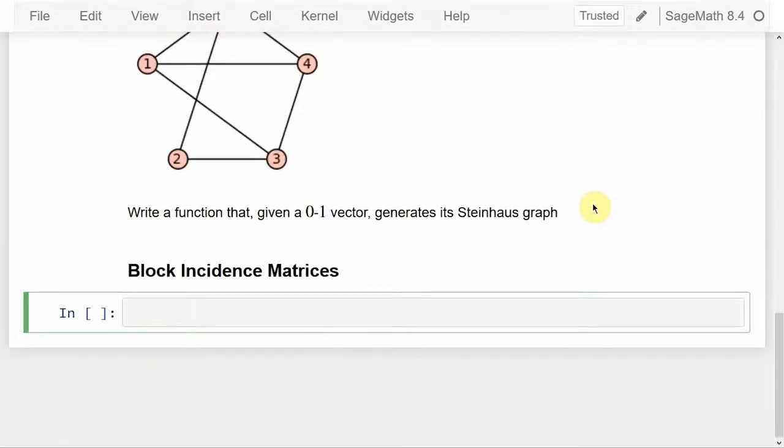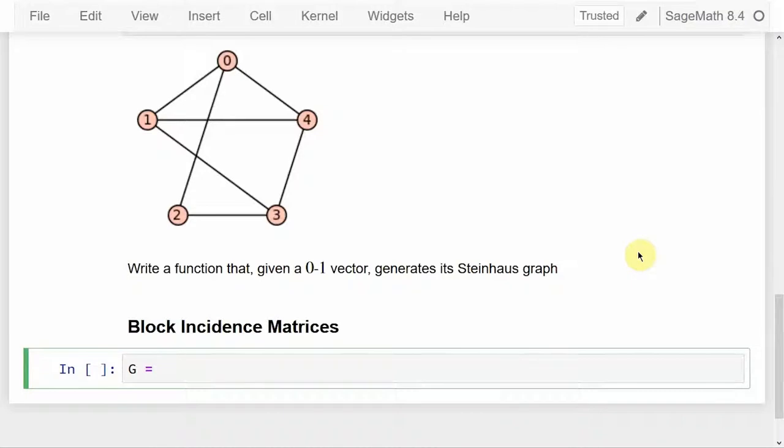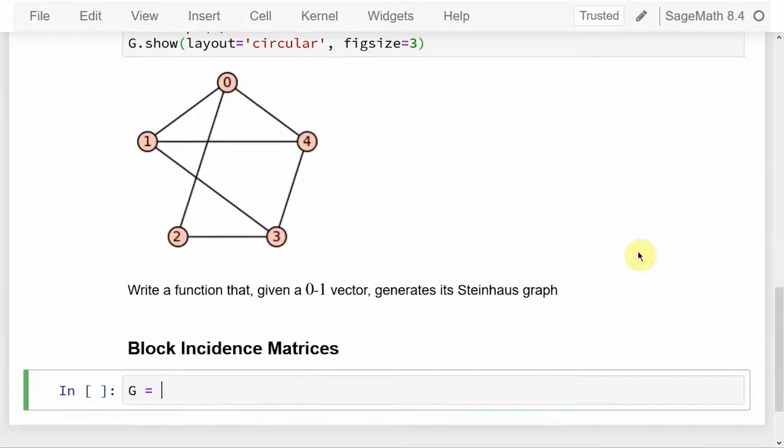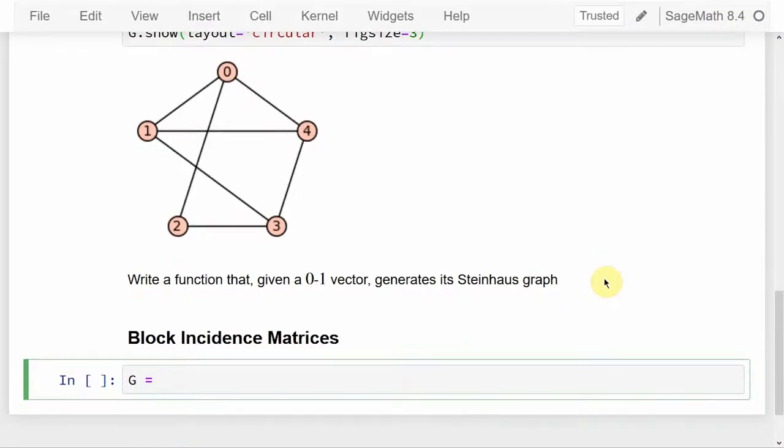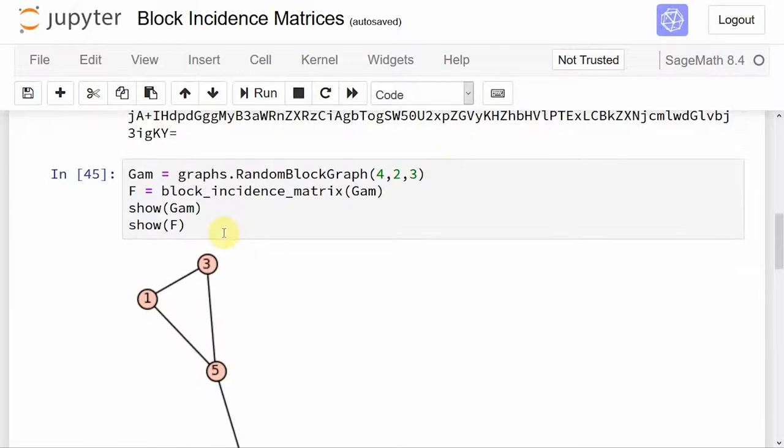And lastly, if you know the blocks and cut points of graphs, let me take an example. Maybe I'll copy a graph from here.